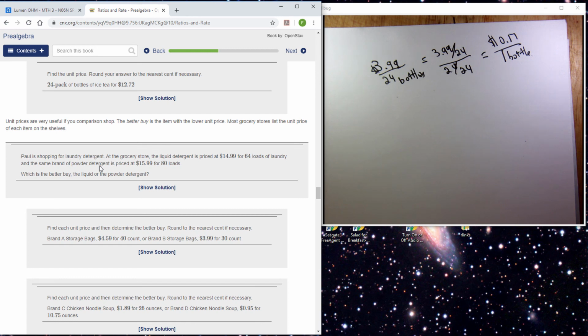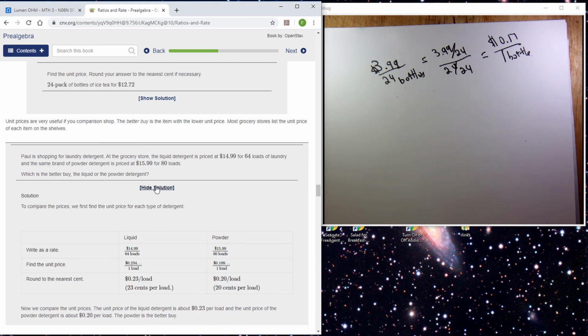Now, think about unit price. You can use it to do comparison shopping. In this case, the number of loads: $14.99 for 64 loads. Another brand for $15.99 for 80 loads. Which is the better buy? So you compare the price per load. You have to find the unit price for both of them.